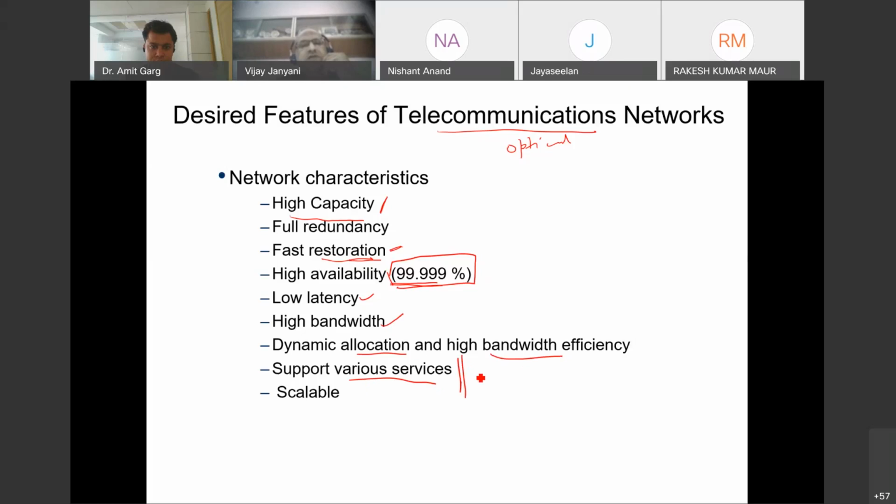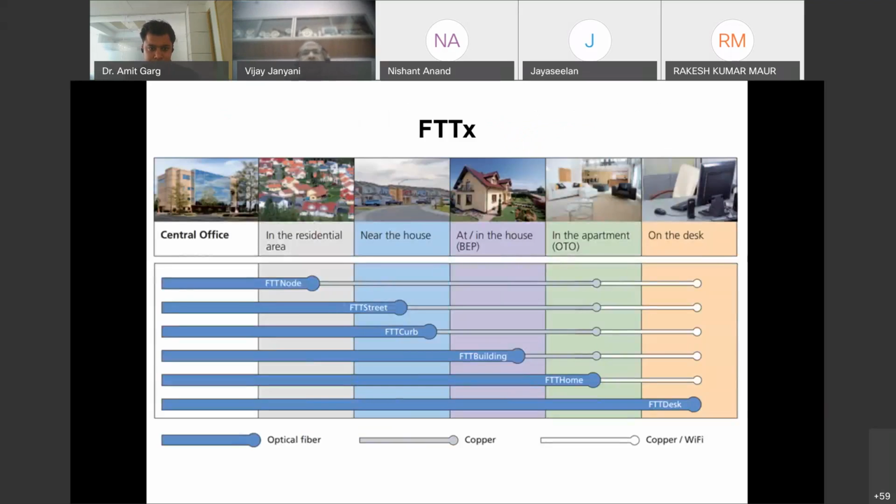Nowadays, apart from internet and data, it's supporting TV services and voice and landline. All these are supported here, and it should be scalable. That is the very important thing, because today you may find a network is good, but tomorrow you may have to add, let us say, double the number of consumers, then it should be scalable. I will tell you later on how this scalability is important and how it has led to development of new protocols.